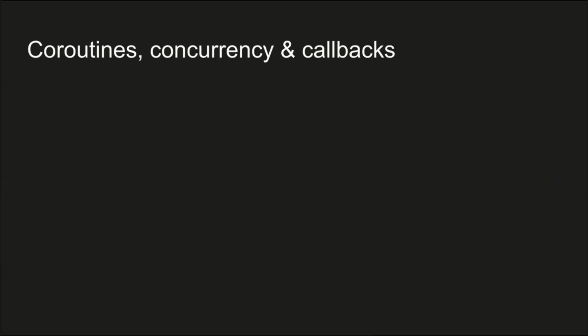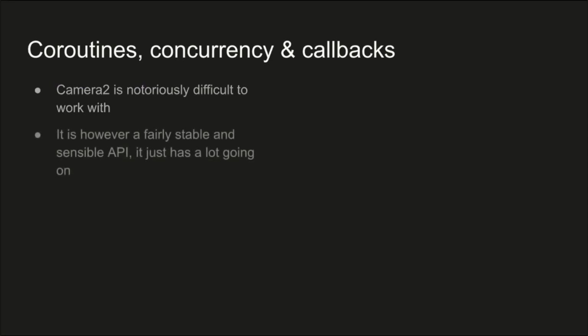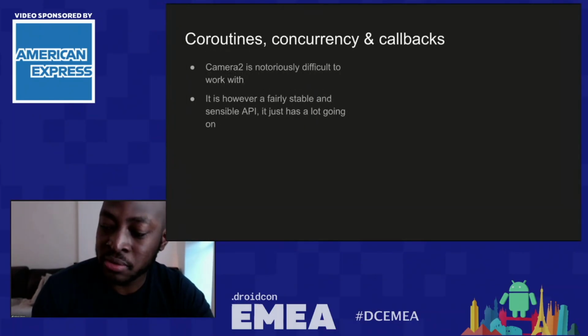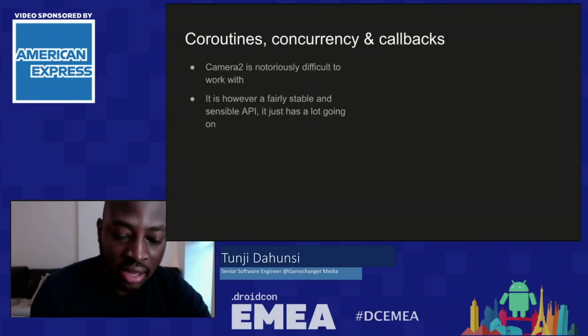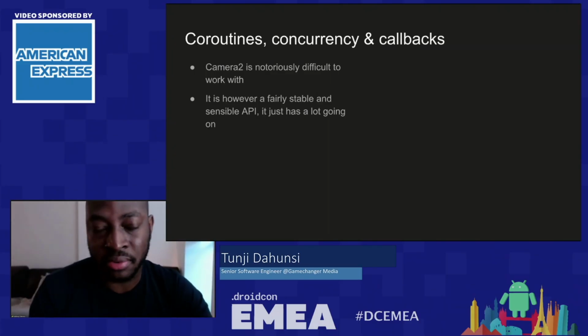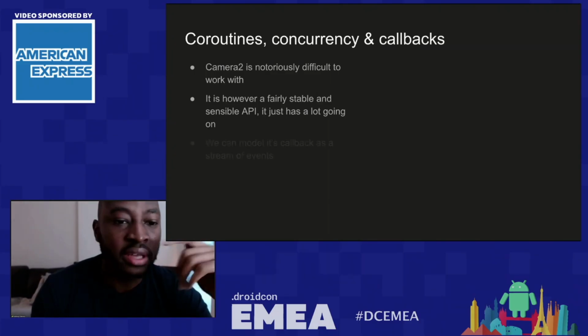So coroutines, concurrency, and callbacks. I saved this for last because this is one of my favorite things. This is the coup de grace. So Android Camera2 API is notoriously difficult to work with. It is, however, a fairly stable and sensible API. It just has a lot going on. If you look on Stack Overflow, some people say, oh, I just have to add a random delay and everything works. But I was like, this thing has to be more predictable than this. Random delays don't make sense.